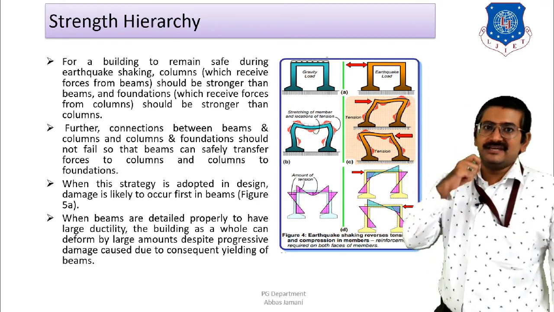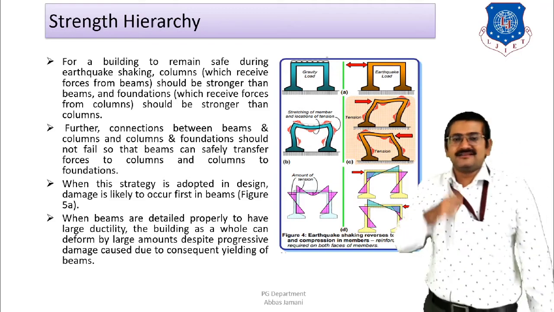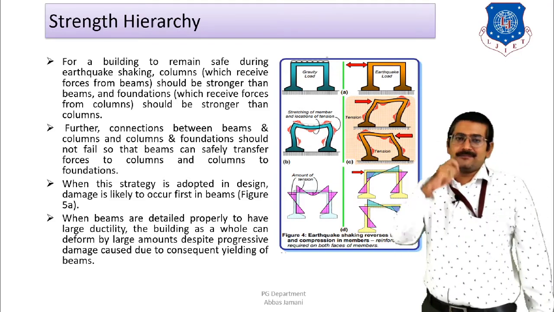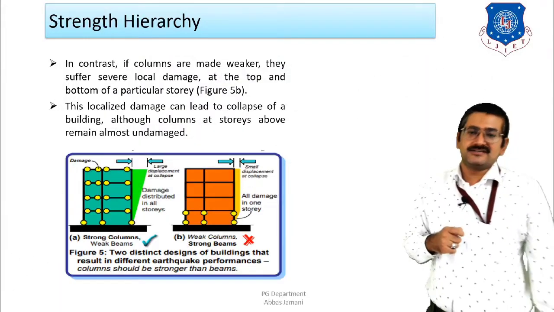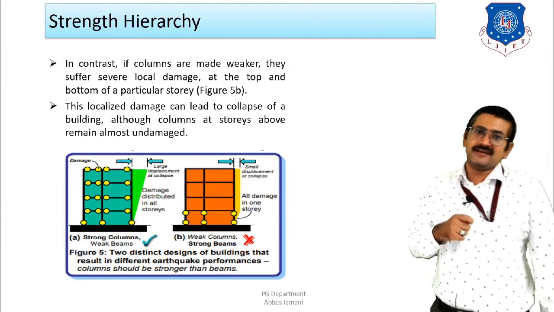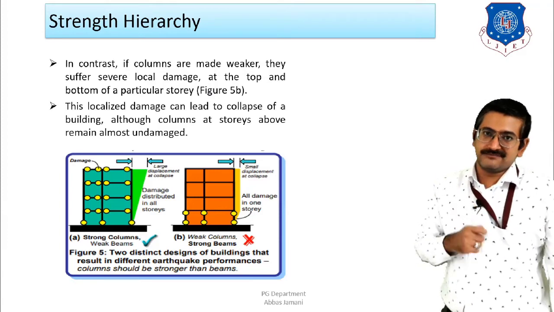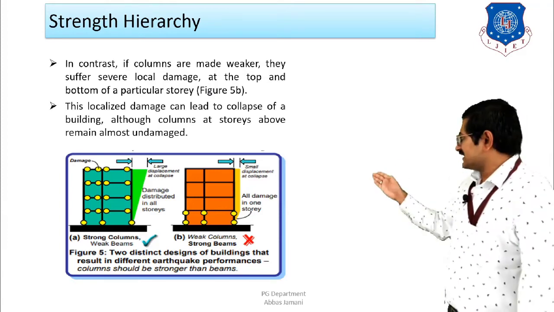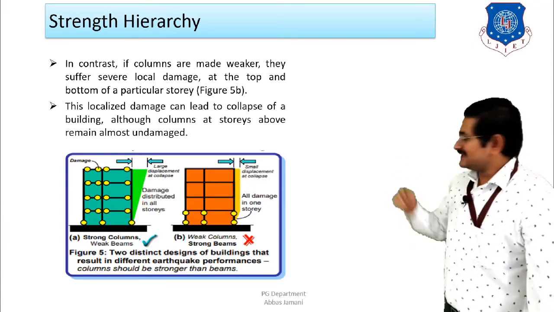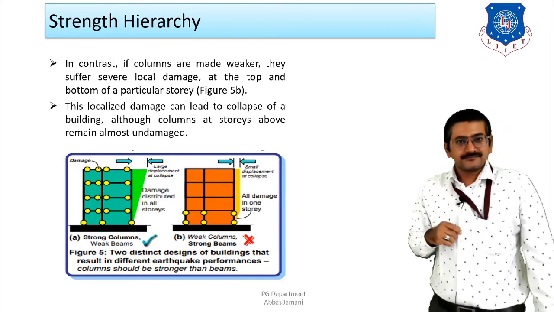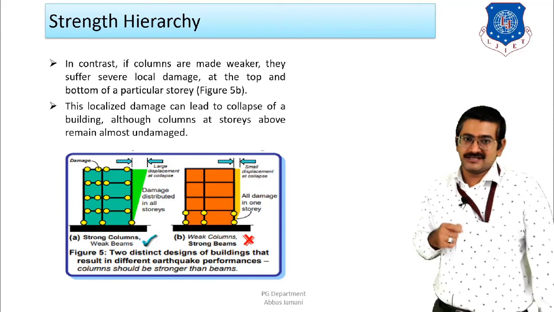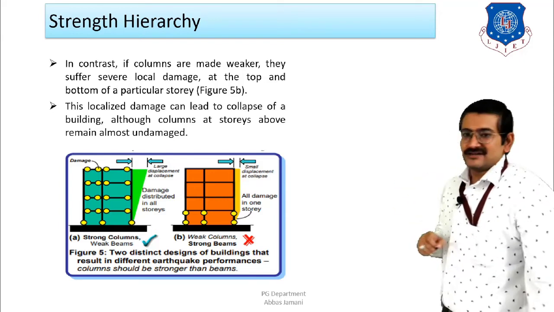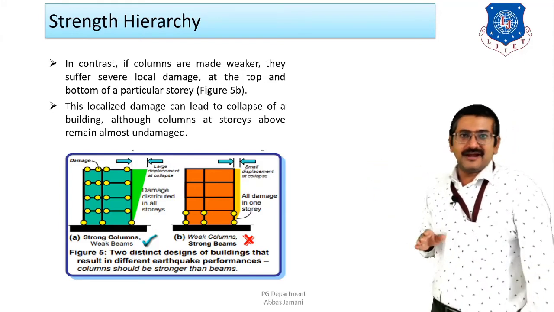And if we keep this philosophy in mind, then as a result, a particular type of behavior will be observed in buildings, and that particular behavior is known as strong column weak beam. Right? So two figures are shown over here, where in the first figure the damage or deformation is shown locally at the beam level, and in the second figure the damage is shown in the columns.